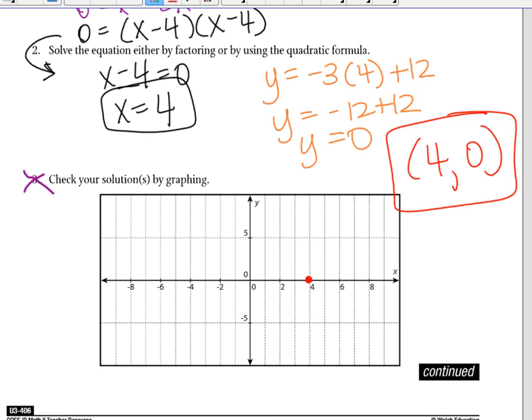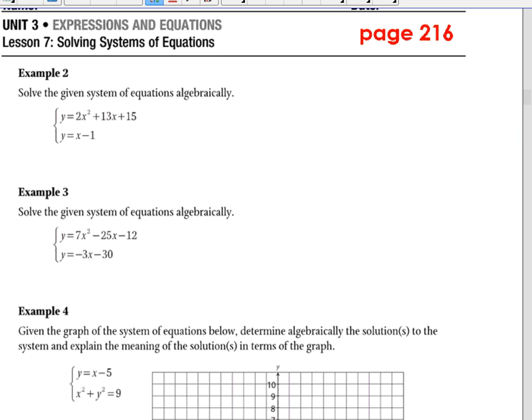All right. So on to example number 2. Example number 2 is the exact same thing as example number 1. So it might be in your best interest to pause the video, work it out, and then listen to me work through it so you can check your work and see if you were correct. So I'm going to take this x minus 1 because they're both solved for y, and I'm going to sub it in up here. And I have x minus 1 equals 2x squared plus 13x plus 15.